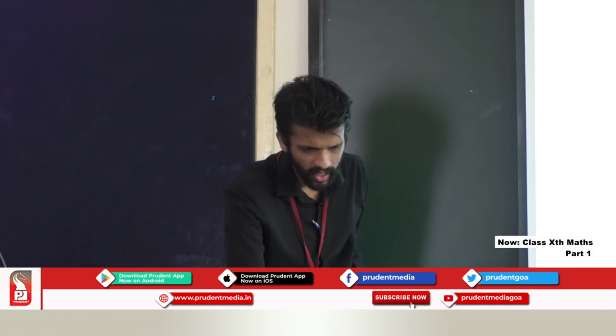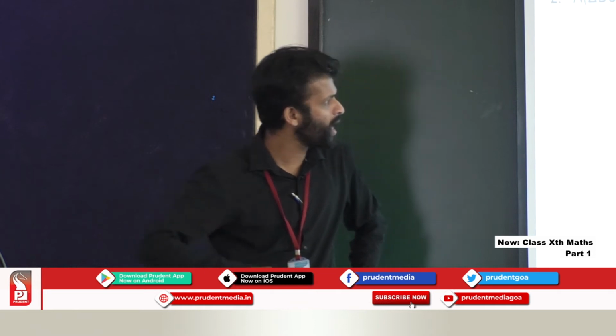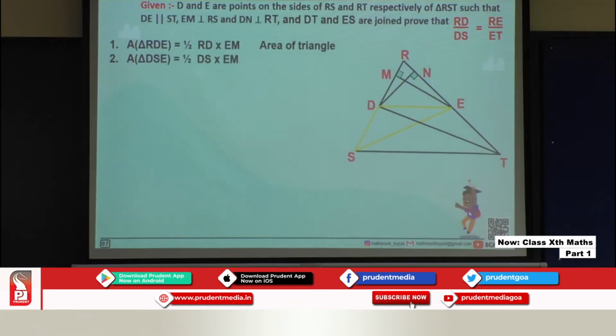Next, in the second step, we will consider the triangle DSE. Area of triangle DSE will be half base into height. In this case my base is DS and height is EM. Why EM now? EM is outside the triangle, right? Then how am I considering that as the height?